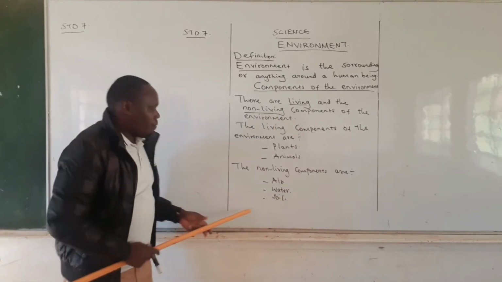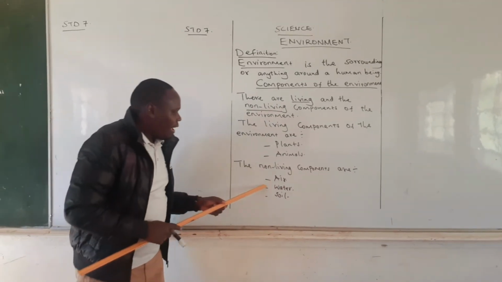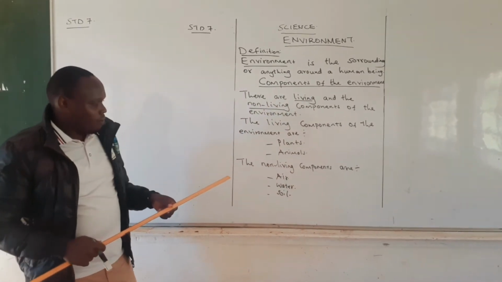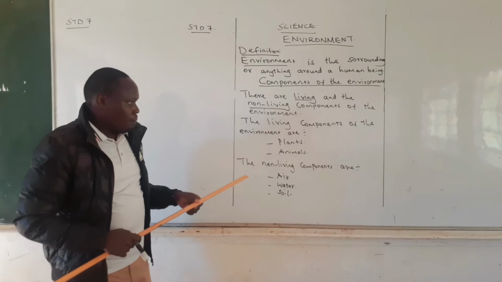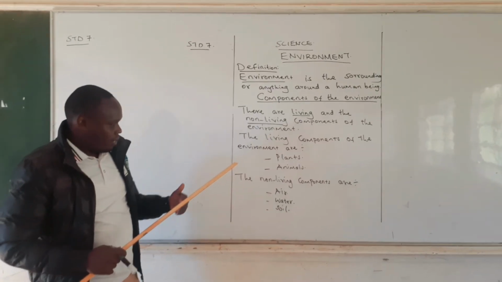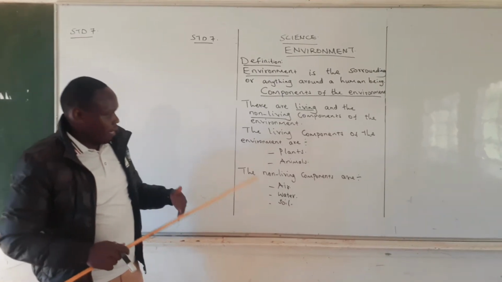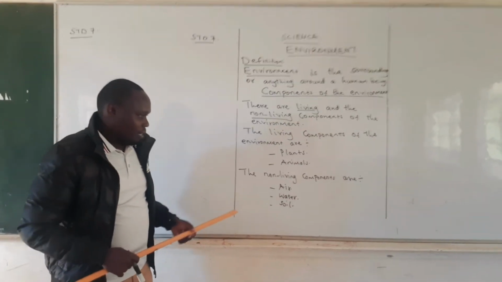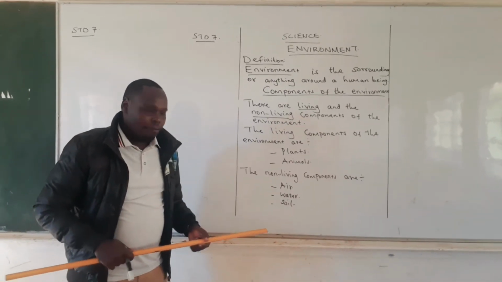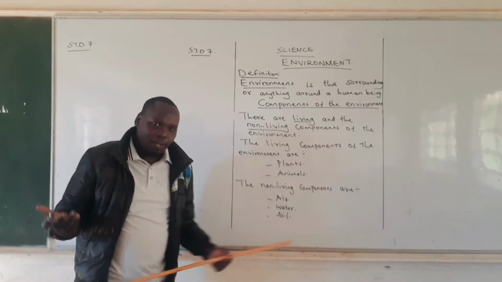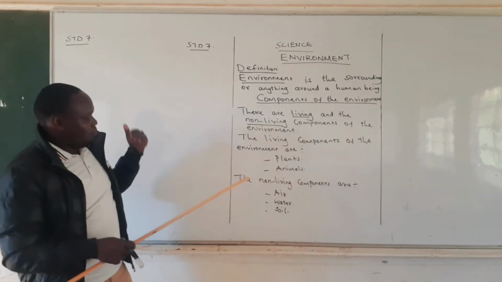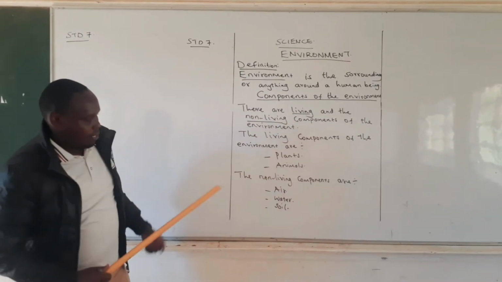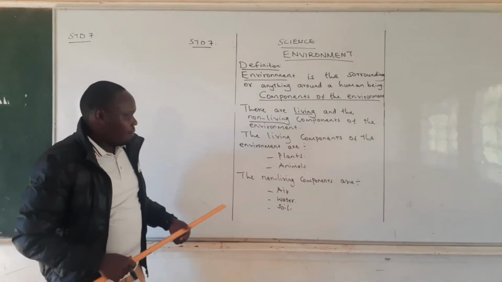In the non-living components of the environment, air is very important, both to the plants and to the animals. Look at the air that we breathe in, oxygen. Without the oxygen, you cannot survive. And so, air is a good component of the environment.